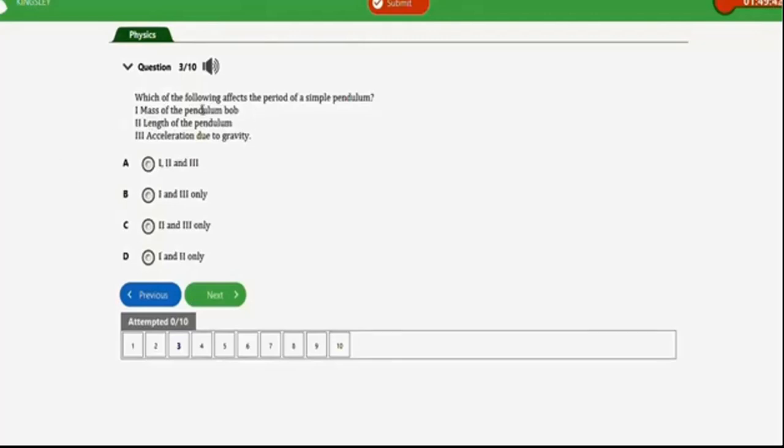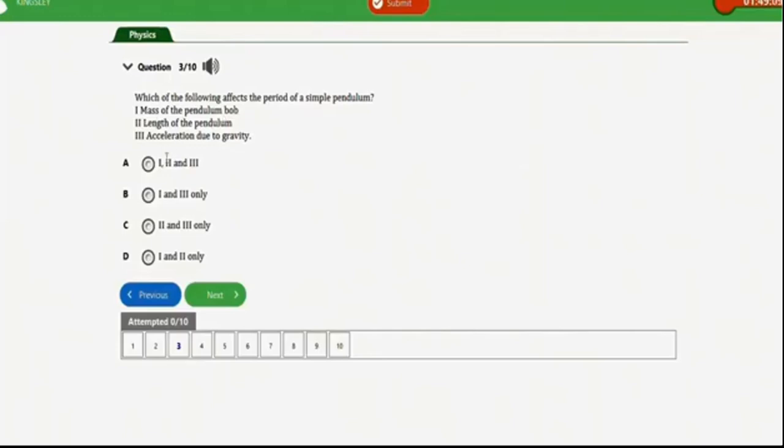So the next one we have here says, which of the following affects the period of a simple pendulum? We have mass of the pendulum bulb, length of the pendulum, acceleration due to gravity. So the correct option in this question will be option C, length of the pendulum and acceleration due to gravity. These are features or characteristics that can affect the period of a simple pendulum.